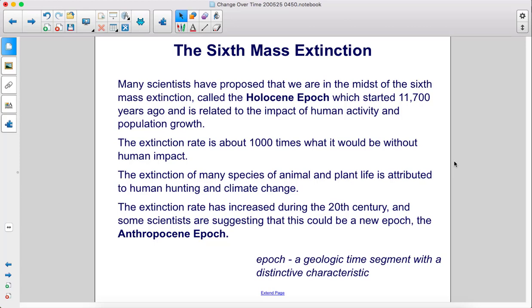The extinction rate has increased during the 20th century, and some scientists are suggesting that this could be a new epoch, the Anthropocene epoch. Epoch means a geologic time segment with a distinctive characteristic.